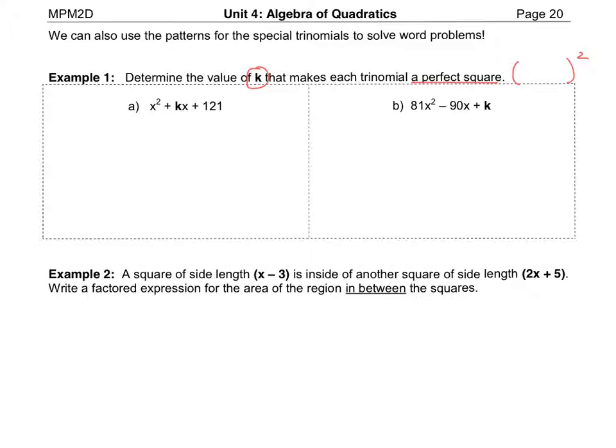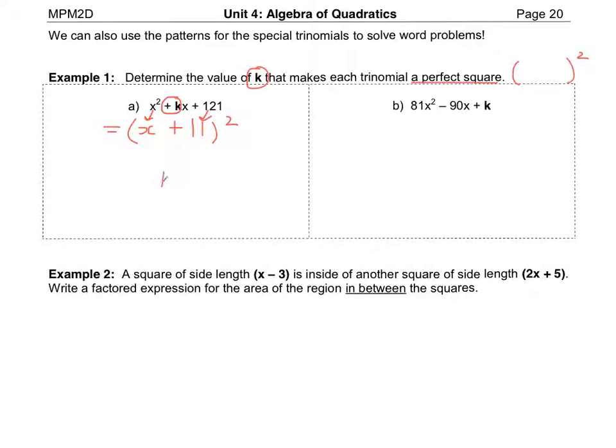If I look at this first trinomial and I try to write it as a perfect square, I know that my pattern is square root the first, put it at the beginning, and I want to square root the last. The square root of 121 is 11, put it at the end, and then take my sign from the middle, which is a plus. Now, I know this value of k has to be equal to double the product.